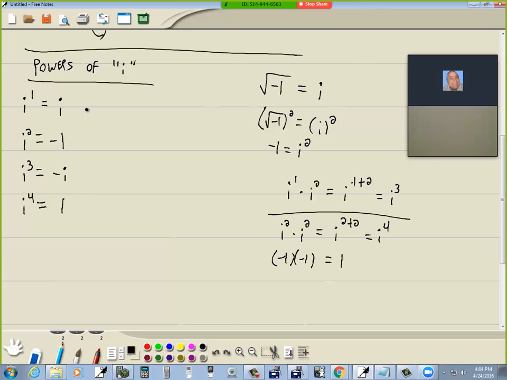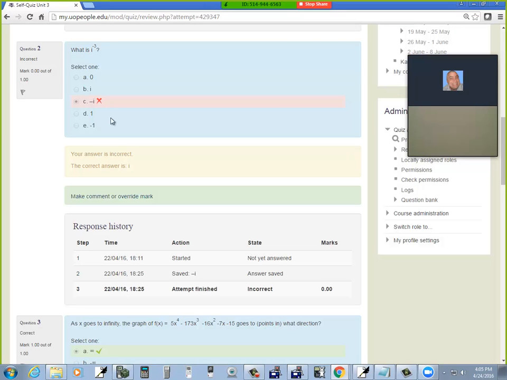Now the rest of them repeat. And what I mean by that is this would be equal to i, the same as this right here. This would be equal to negative 1, the same as this right here. And this would be equal to negative i, which is that right there. And that would be equal to 1. And then it goes on forever repeating that pattern. Now the only one we actually needed for this problem was i to the third.